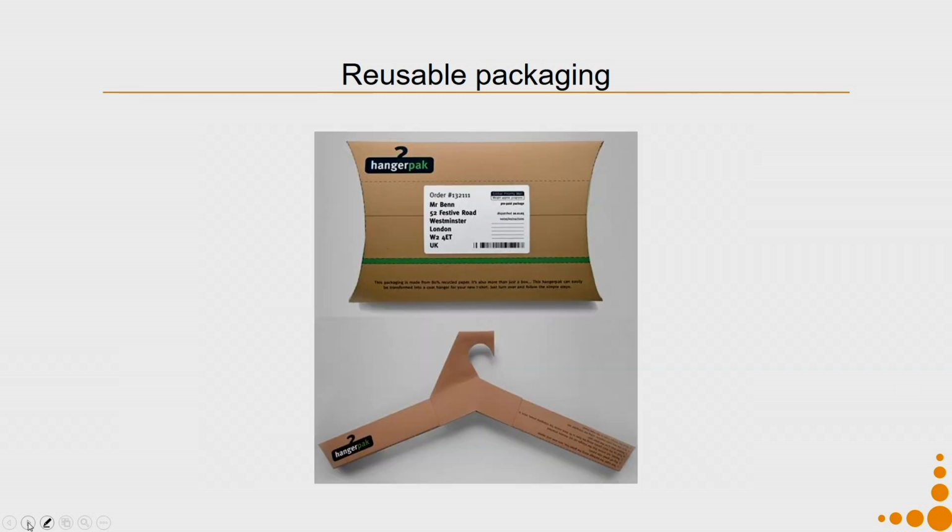This is another example of reusable packaging. Your product, your clothes, come in this particular carton bag, and when you open up the bag, it has instructions on how you can fold it and make a hanger, and then you can keep using the hanger to hang the cloth that came with this. So, this is another example of achieving reusable packaging, which is a design oriented approach.